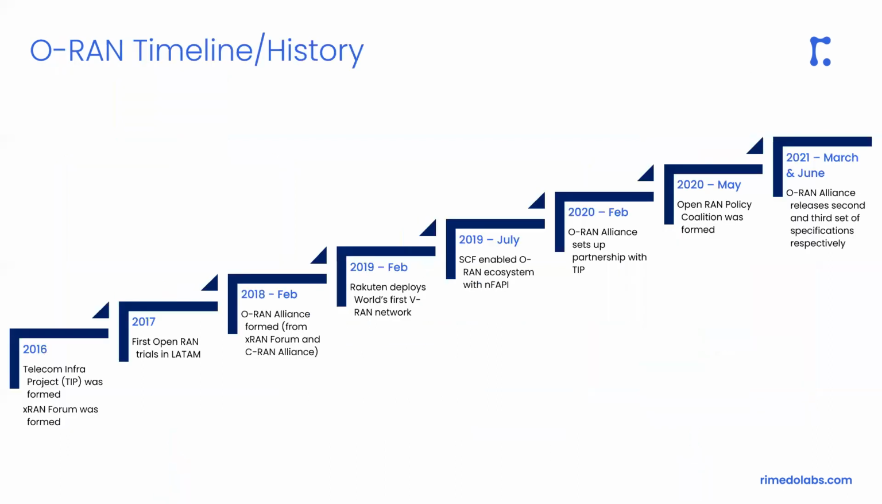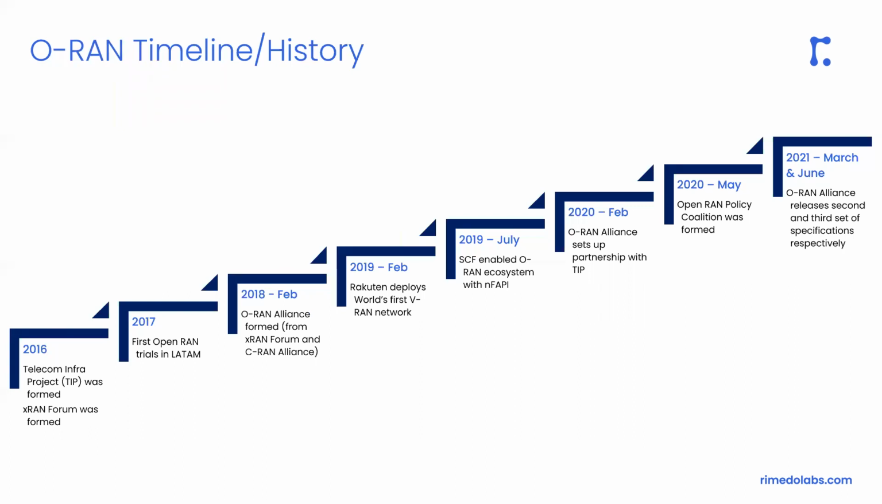Now, speaking about how we ended up having those kinds of applications up to this point. It started in 2016, where the Telecom Infra Project was formed by the operators, by Facebook. And then in parallel, we had the xRAN Forum and the C-RAN Alliance, who were working on the Cloud RAN and Open Fronthaul interface.